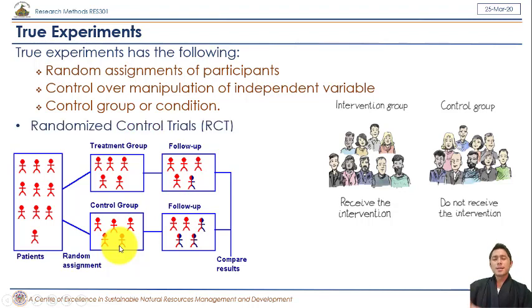One of the perfect examples of a true experiment is randomized control trials. By the name itself, from a population we are randomly assigning trial and control groups, and we are doing the normal follow-up as we do in a true experiment. So a randomized control trial is the perfect example of a true experiment.